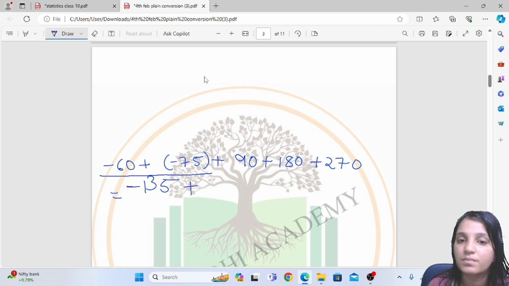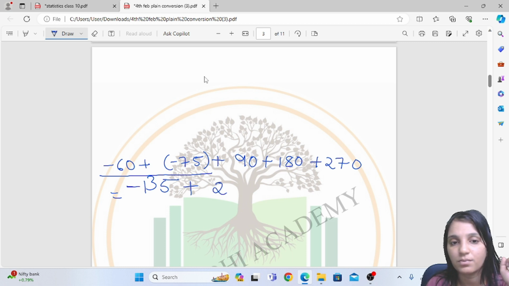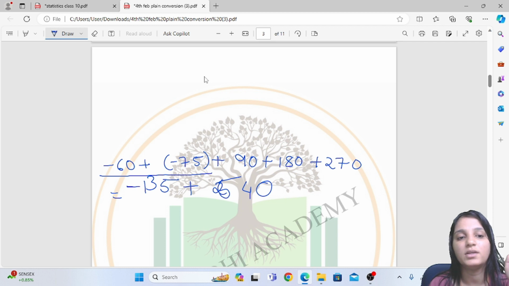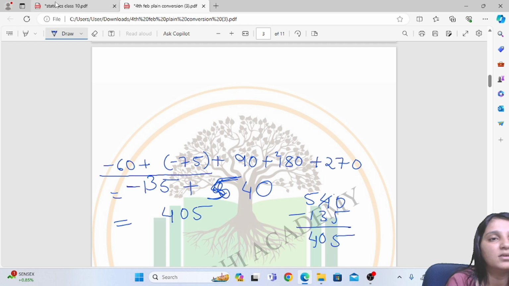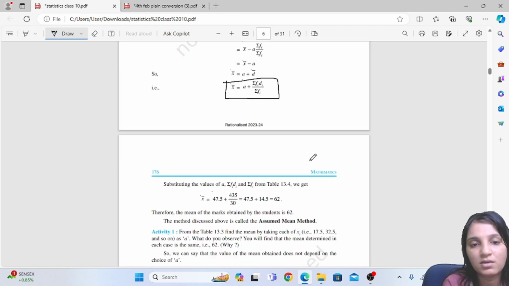Here this will be 540. 540 is the answer, and when you subtract 135 from 540, it will be 405. 405 is the answer for the summation. Okay, 435 is the answer.